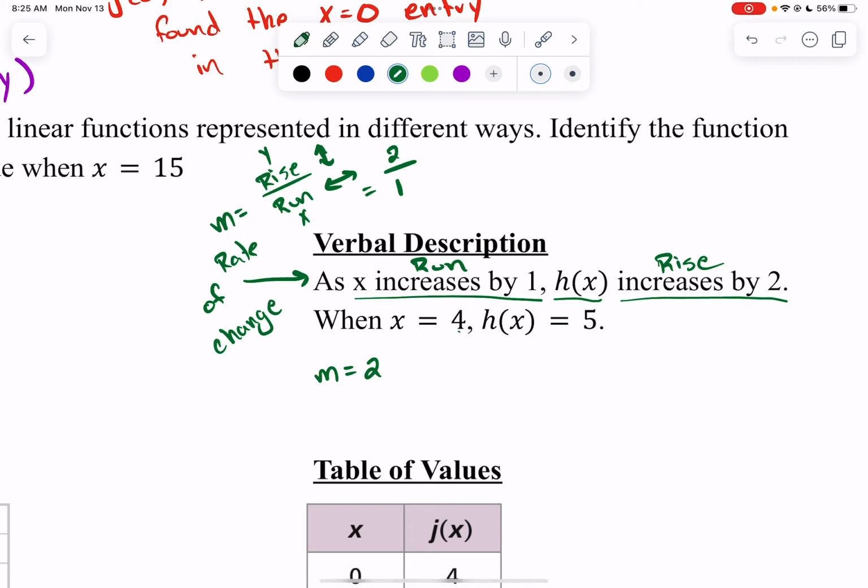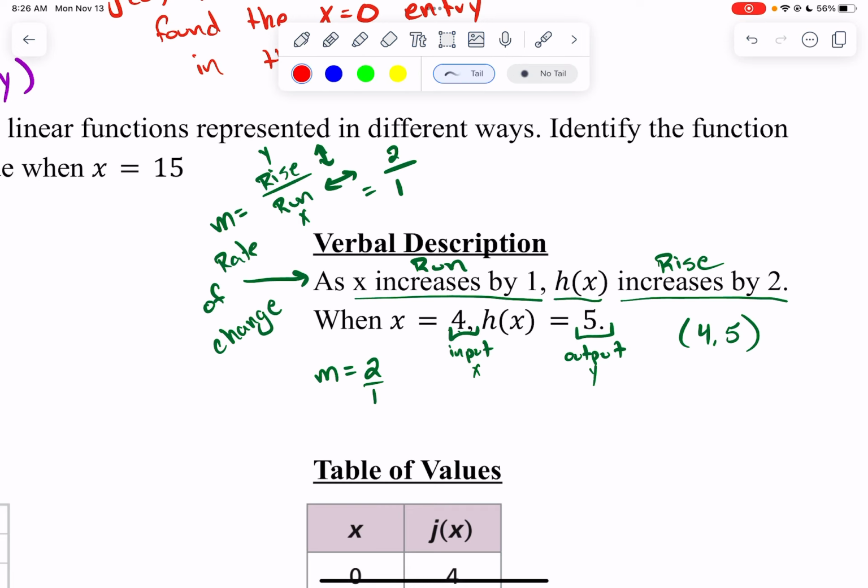When x equals 4, so this is input, h of x equals 5. This is output. Input is my x, output is my y. So this is telling me I have the ordered pair 4, 5. So 4, 5 is a point on this graph, and it goes up by 2, for every 1 over.